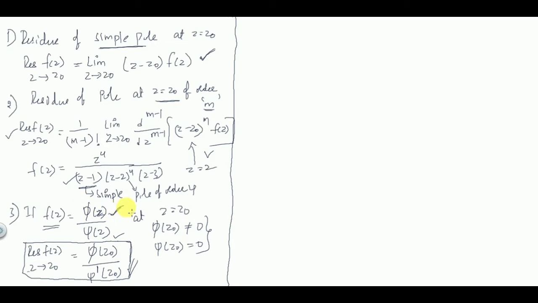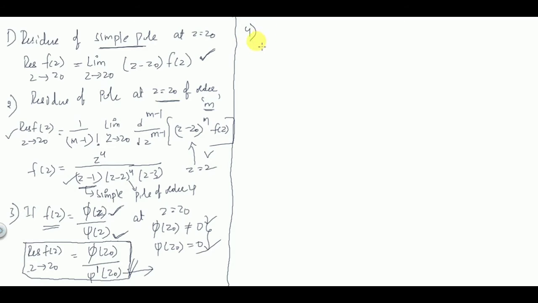So if it is a function of two different functions, phi of z in the numerator and psi of z in the denominator, at z is equal to z0 two conditions have to be satisfied. Phi of z0 should not be equal to 0, because if it is 0 then f of z is equal to 0. And psi of z0 is equal to 0, then the residue is given by phi of z0 by psi dash of z0. That is, you have to find the differentiation.